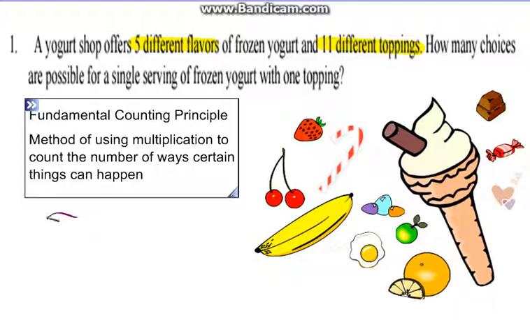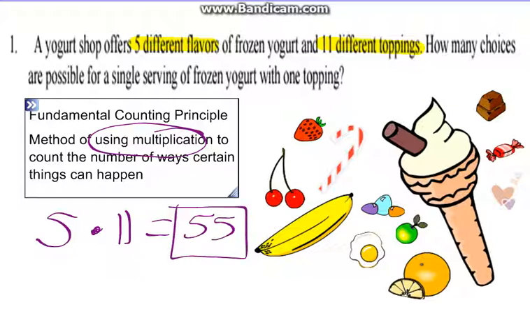Well, we have 5 different flavors and we have 11 different toppings. So what we do is we just multiply. 5 times 11 is 55. We have 55 different combinations for our yogurt and toppings.